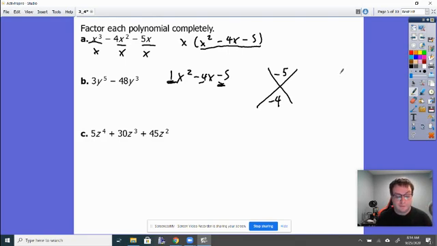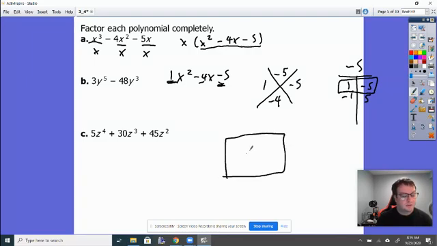Okay, now I need to find the factors of negative 5. Well, there's only one set of factors, and it's 1 and negative 5. But I can also have it the other way, right? Negative 1 and 5. And then I just need to ask, which one of those pairs adds up to give me negative 4? And it's going to be this first one, so 1, negative 5.